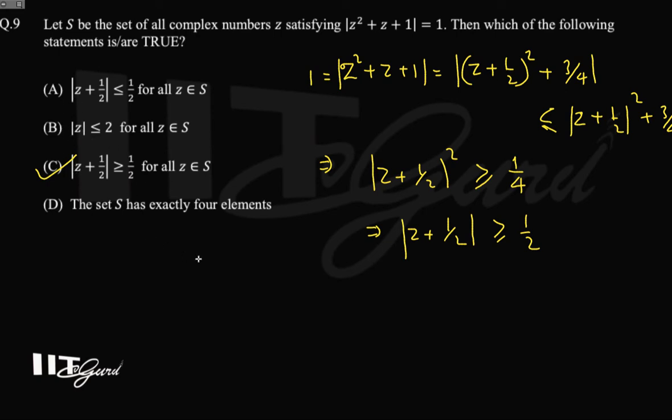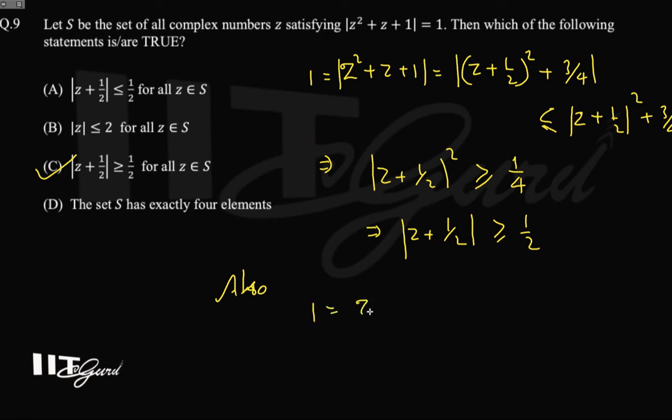B and D you can check over here. Here it is saying S has exactly 4 elements. So later on we will think about this. And mod Z is less than or equal to 2. This means the lower bound is there, and the upper bound you have to search out. So for the upper bound, you just go this way: that is Z square plus Z plus 1.